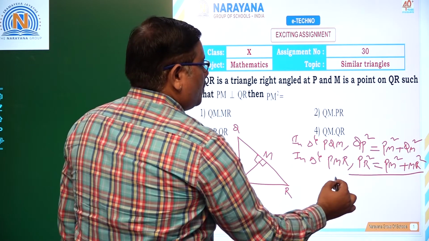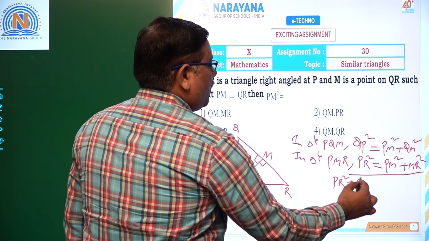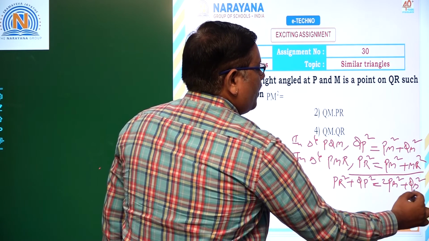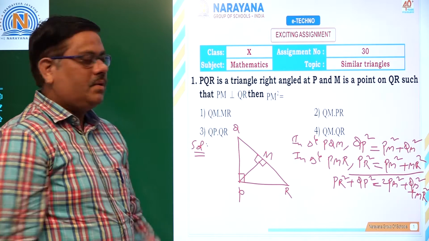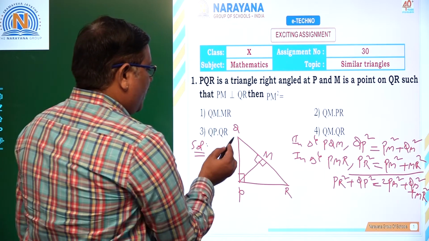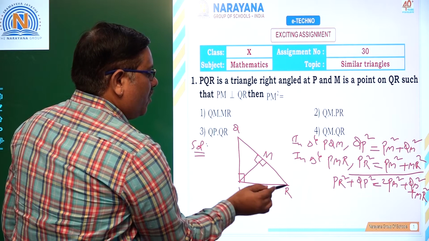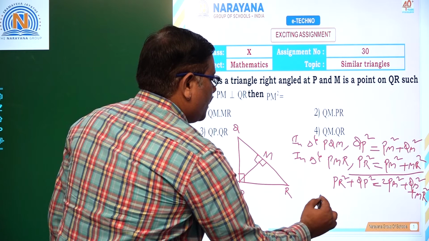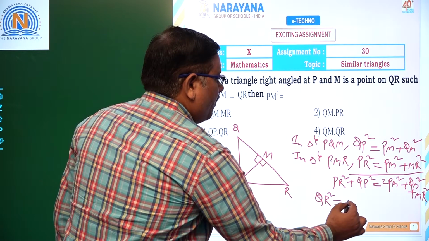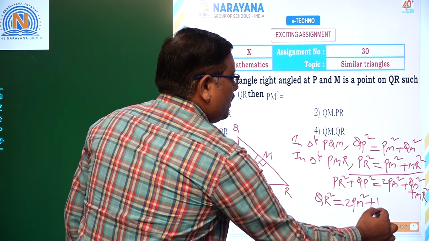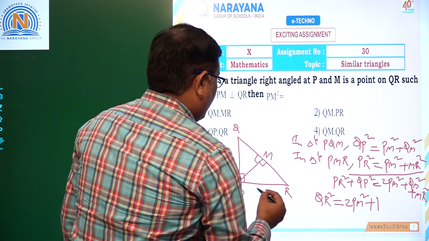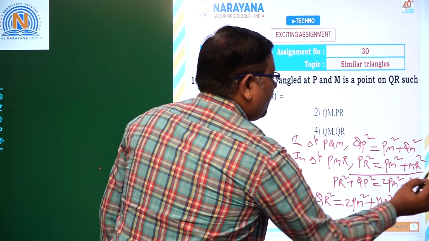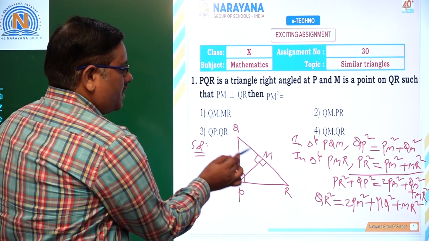Let us add up these two. So we have PR square plus QP square, that is going to be 2PM square plus QM square plus MR square. But PR square plus QP square is nothing but QR square because here we have the right angle. Therefore, in this place we can write QR square. So QR square is equal to 2PM square plus QM square plus MR square.